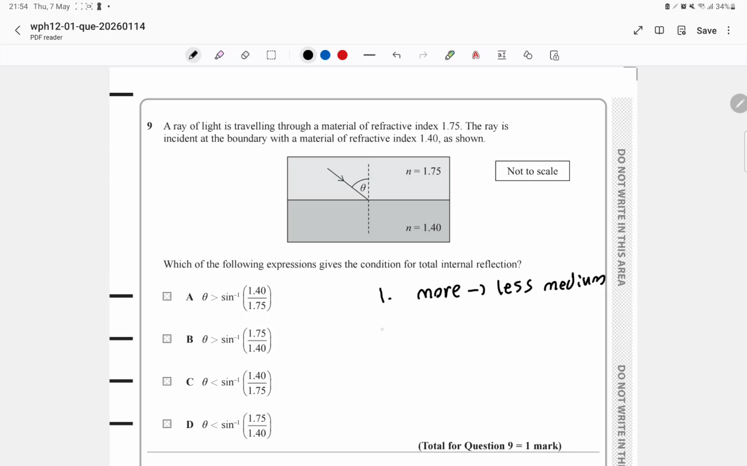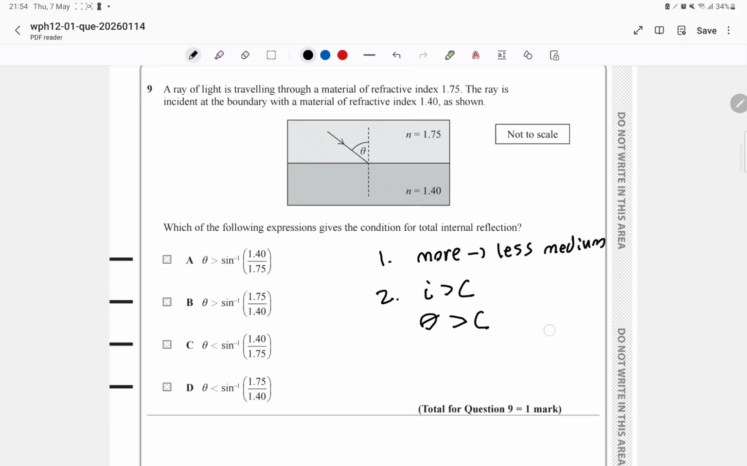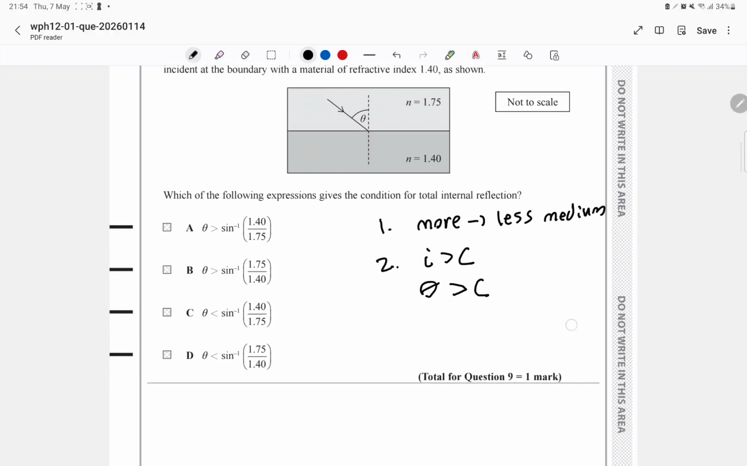The second condition is the angle of incidence has to be greater than the critical angle. In this case, the angle of incidence is theta, so theta, which is the angle of incidence, has to be greater than the critical angle. And that's the condition that this question involves. You could see from the options given.